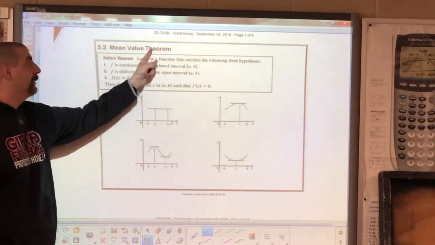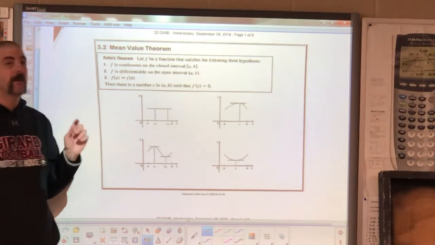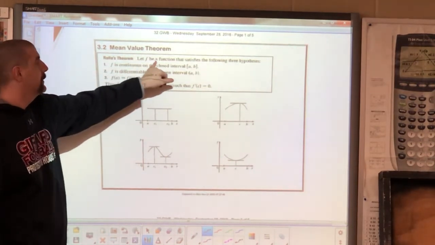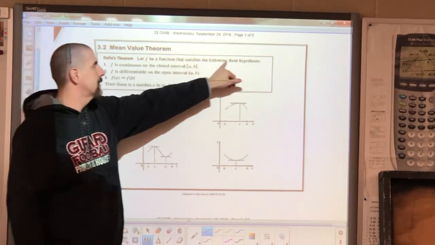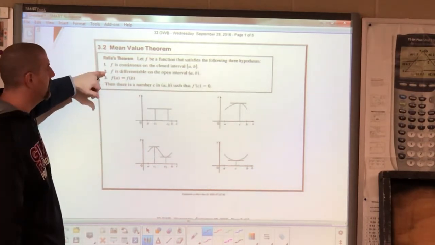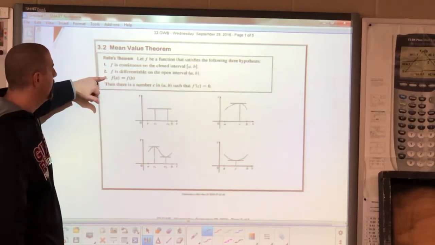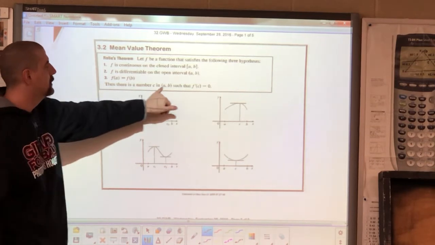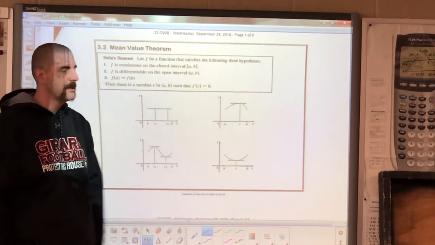It's the mean value theorem, but before we can do the mean value theorem, let's talk about Rolle's theorem. Rolle's theorem says: let f be a function that satisfies the following three hypotheses. f is continuous, f is differentiable, f of a equals f of b, then there is a number c such that f prime of c equals 0.